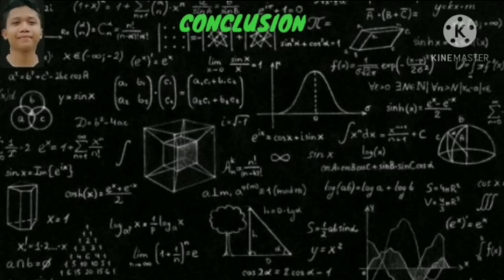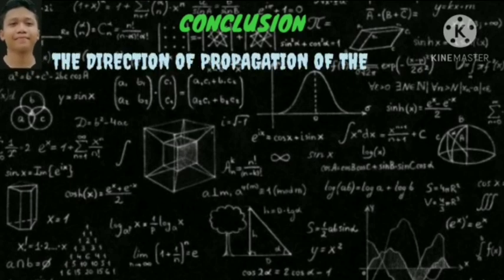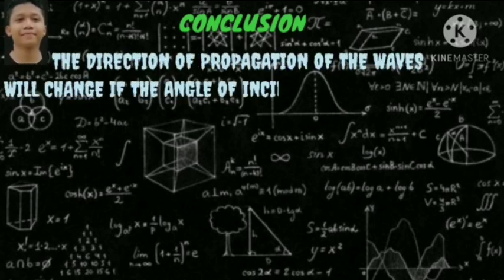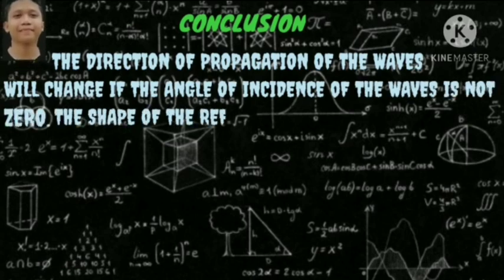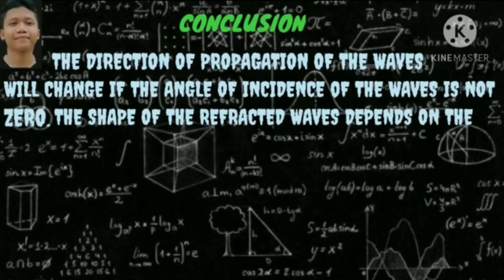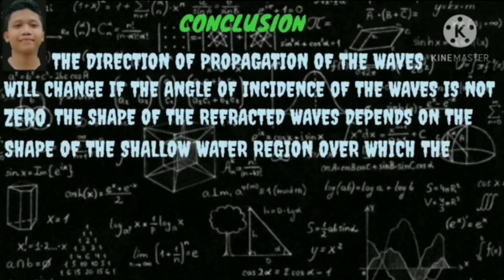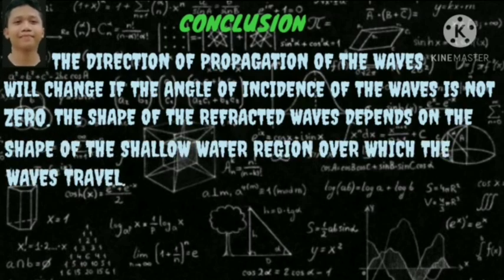Conclusion. The direction of propagation of the wave will change if the angle of incidence of the waves is not zero. The shape of the refracted waves depends on the shape of the shallow water region over which the waves travel.